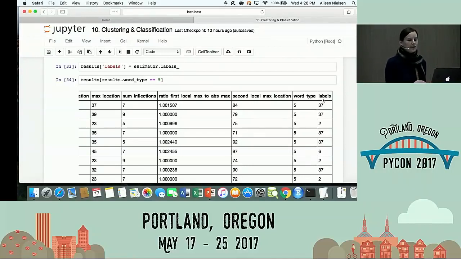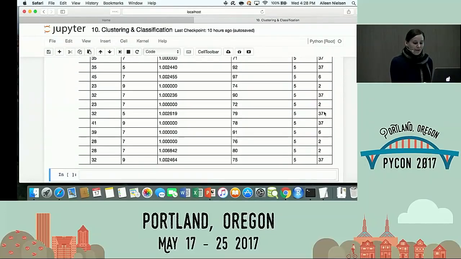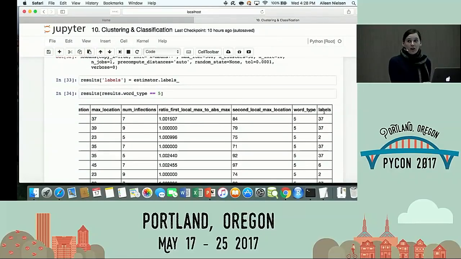But what I do want to see is whether all of my word type 5 ended up in the same cluster. And what am I seeing? Well, I'm seeing that they didn't all end up in the same cluster. That's not surprising. When you work on real-world data, it's usually not perfect.